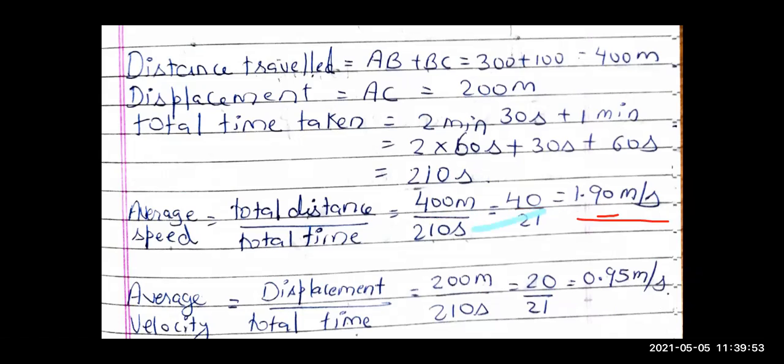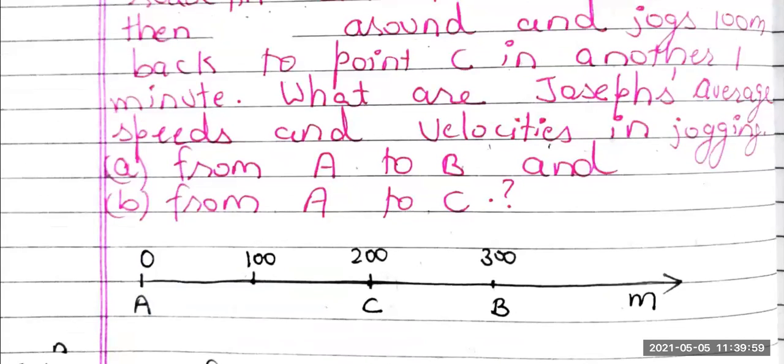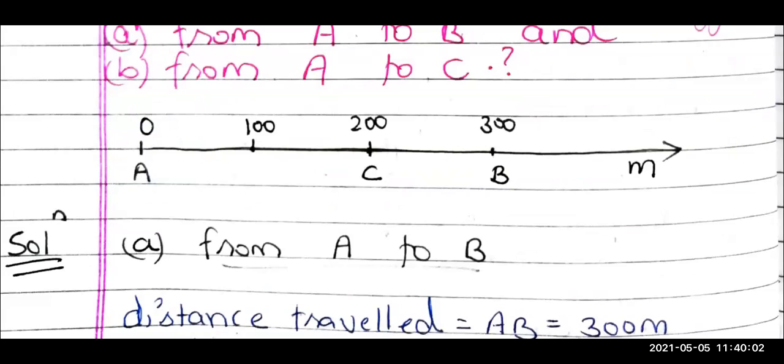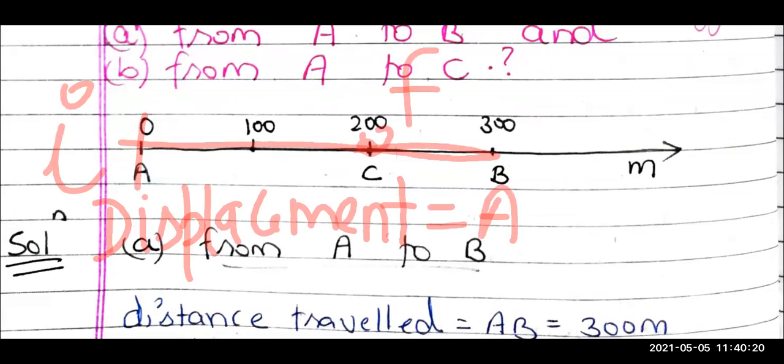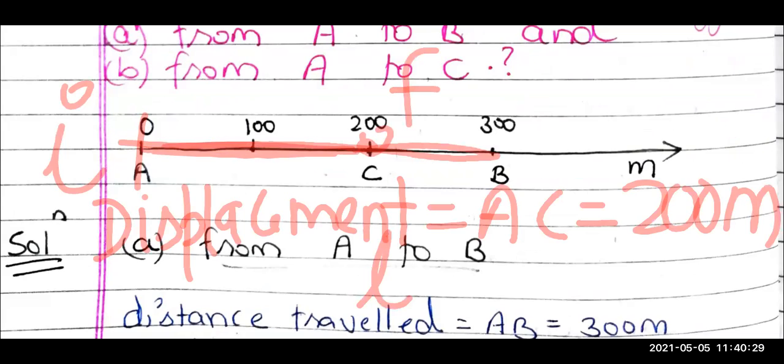Okay, beta. Now let's calculate the displacement from point A to C. So Joseph is jogging from point A to B and then to C. Initial position is A and final position of Joseph is C. Displacement, we know, is the shortest distance between the initial position and final position. Initial position A, final position C. So what is this shortest distance between AC? It is 200 meter. Time is the same, 210 seconds. How did 210 come? 150 plus 60 seconds, right?